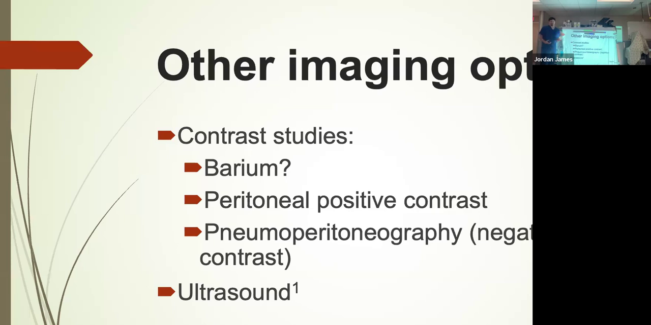You can give positive contrast into the abdomen just to give an idea, move them around a little bit to see if that contrast leaks into the chest. Or you can do what's called a pneumoperitoneogram, which is giving just air into the abdominal cavity. And if it leaks into the chest, you have a strong indication that there's likely a diaphragmatic hernia.